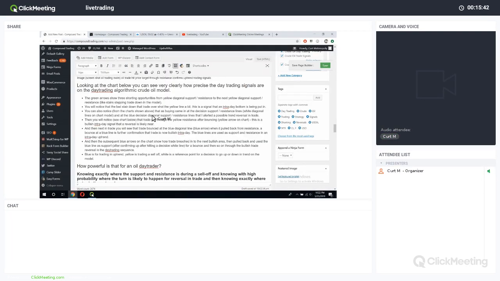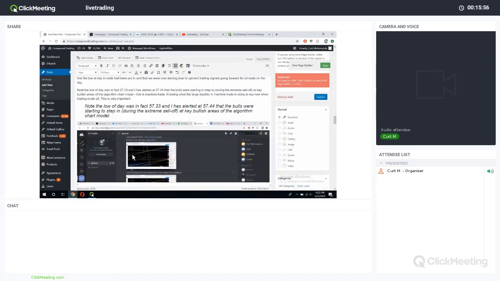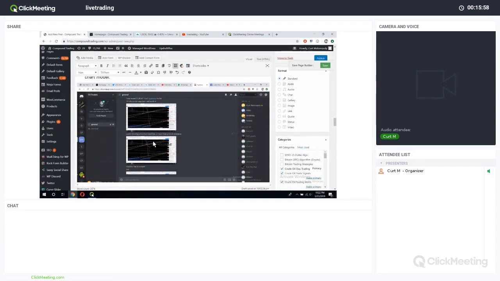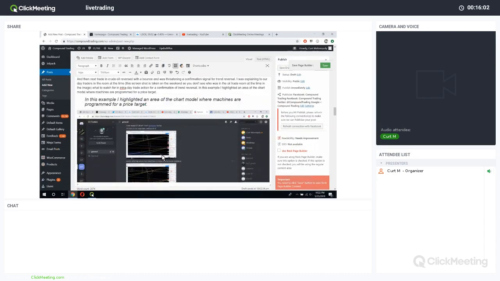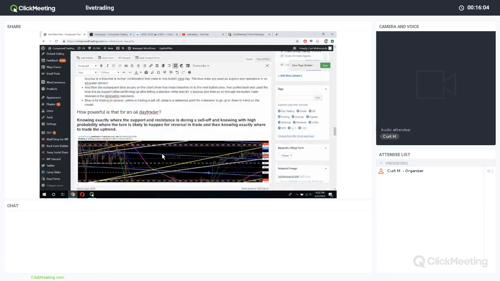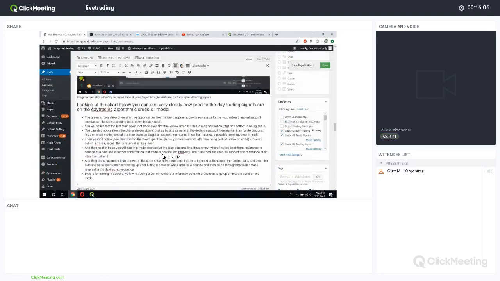You can also notice from the chart shown above that as buying came in at the decision support resistance lines, white diagonal lines on the chart model, and at the blue decision diagonal support lines, I alerted a possible trend reversal. So in this post, you'll see how we knew a little earlier, because buying started to come in at different decisions as it was starting to dump, or as it was selling off. So we actually knew quite a while before.